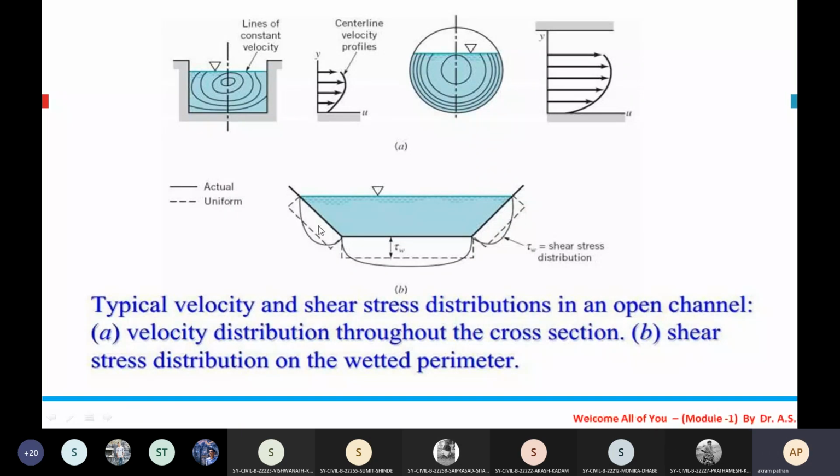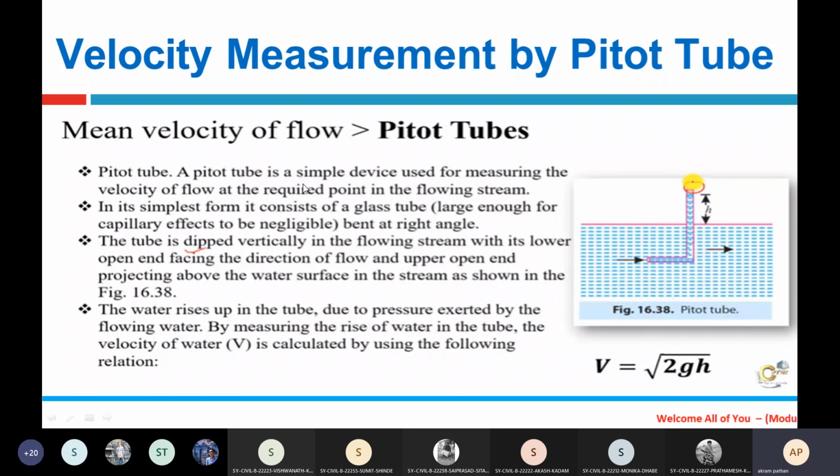Also we have seen the shear stress distribution diagram. In the case of the trapezoidal section, this is the shape of the shear stress distribution diagram. This is the actual shape, and after that, if you consider the shear stress, then this is the shear stress distribution diagram. Then we have seen that.